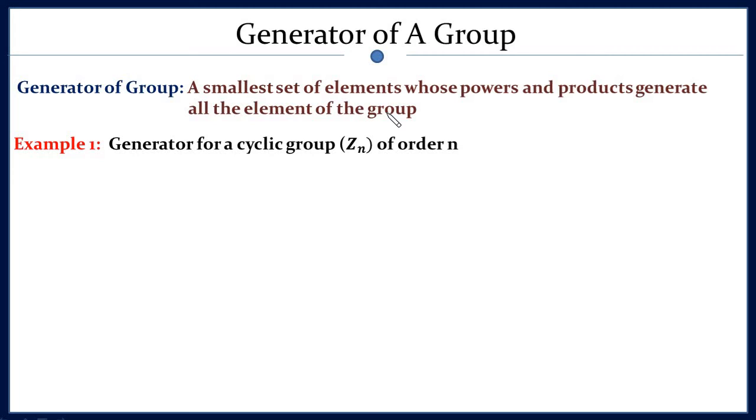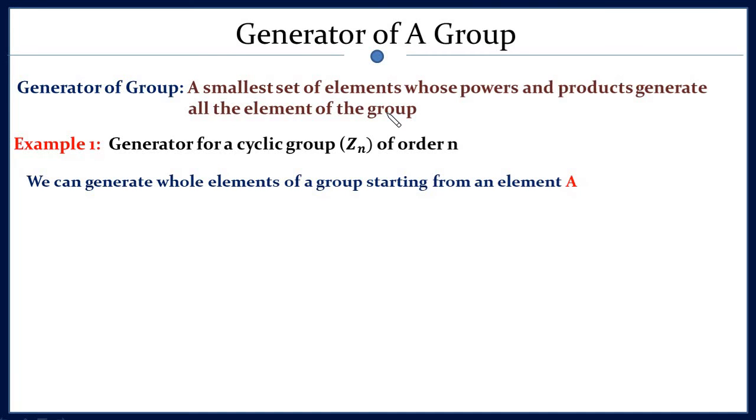So how can we generate a cyclic group Zn of order n with one element? Now if I give you just an element A and a condition such that A to the power n is I, then according to the definition of a generator of a group, all the powers of that element will be members of that group. That's the definition: a smallest set of elements whose powers, okay, as we have only one element as the generator in a cyclic group, so the product is not valid here. The powers of that element will generate all the elements of the group.